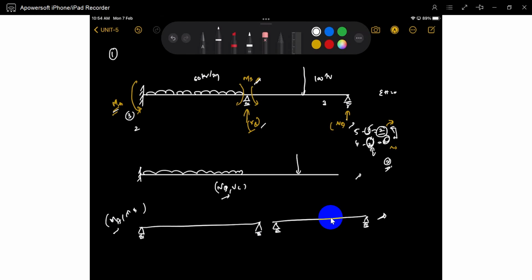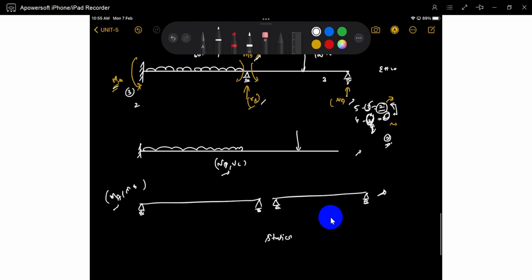Because those two universal equilibrium equations will come from universal. Here the choice of redundancy is anything. If you release those static indeterminacies, it will become determinate, same as previous. If you arrest those 2 degrees of freedom, it is kinematically determinate. Here also, if you release those 2 indeterminacies, it is statically determinate.